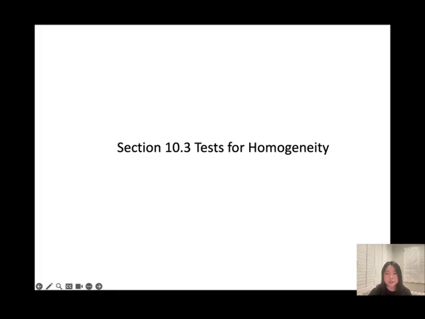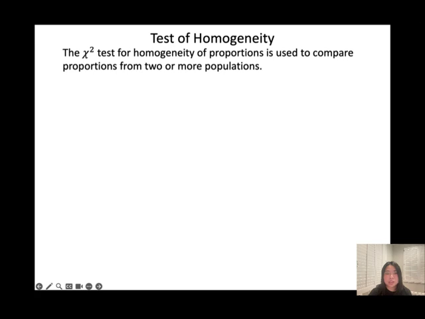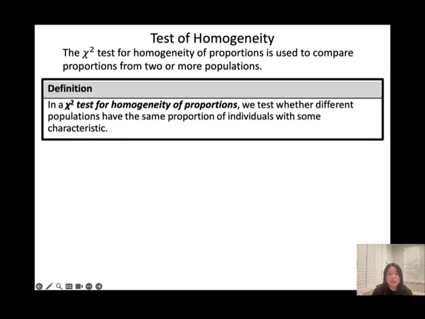Section 10.3 Test for Homogeneity. The chi-square test for homogeneity of proportions is used to compare proportions from two or more populations. Look at the definition. In a chi-square test for homogeneity of proportion, we test whether different populations have the same proportion of individuals with some characteristic.